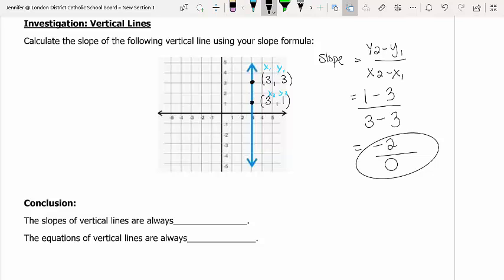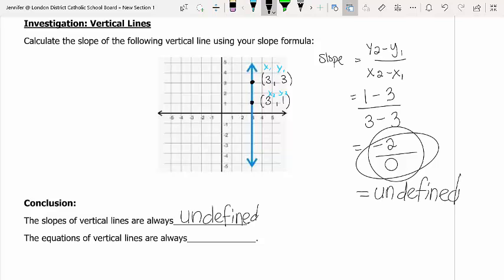Okay? And that's actually fine. That's what is supposed to happen. Vertical lines have slopes that are undefined, meaning we can't figure them out because they are just straight up and down. So whenever you get a slope of divide by 0, you say that the slope is undefined. Okay, so the slopes of vertical lines are always undefined. Definitely know that.